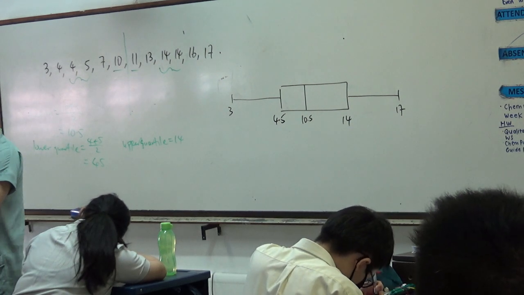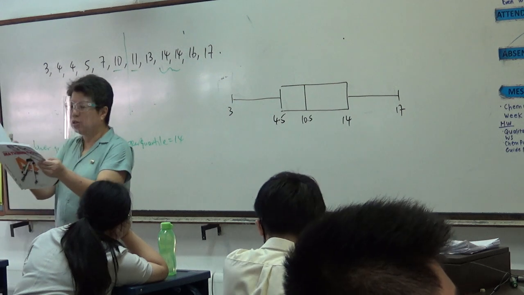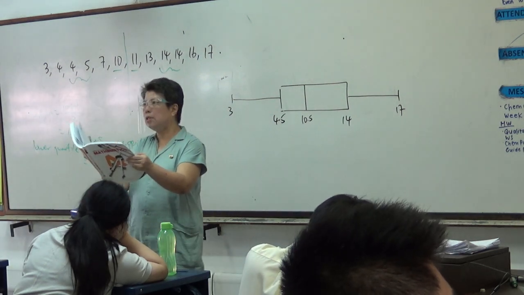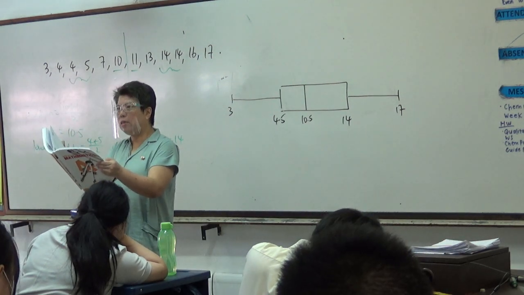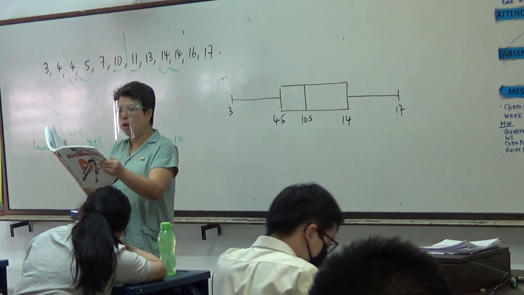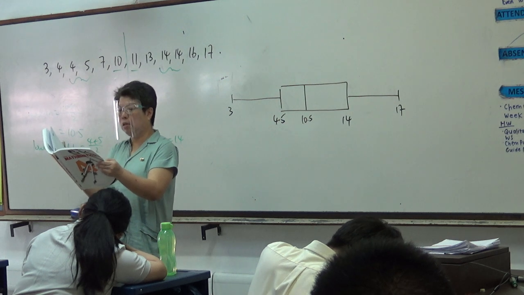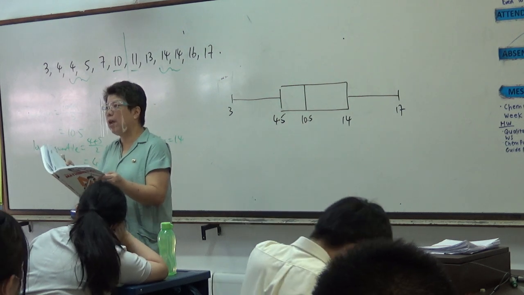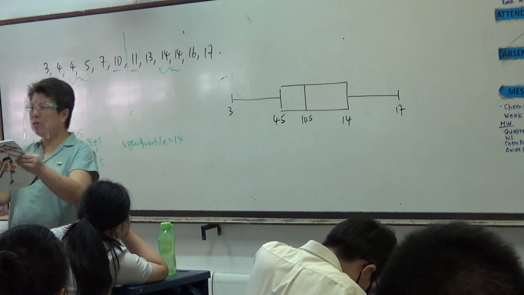Okay. Part 3. Find the interquartile range. Now, can you tell me what's the upper quartile? 81. 82, okay. What's the lower quartile? 31, right? So 82 minus 31 straight away you get the interquartile range.